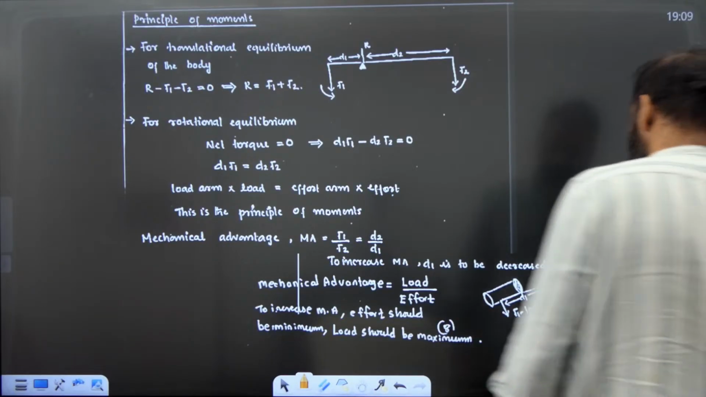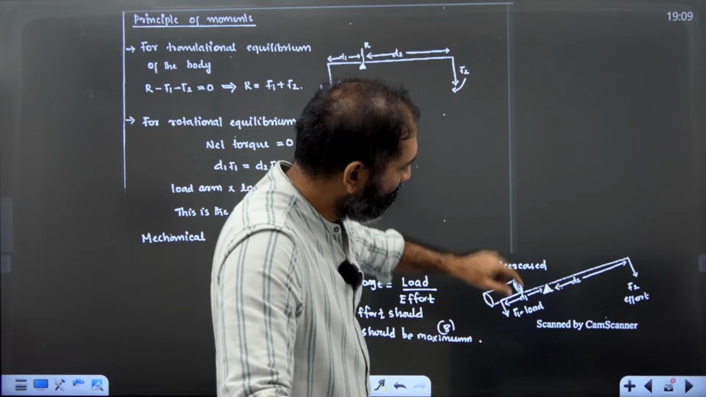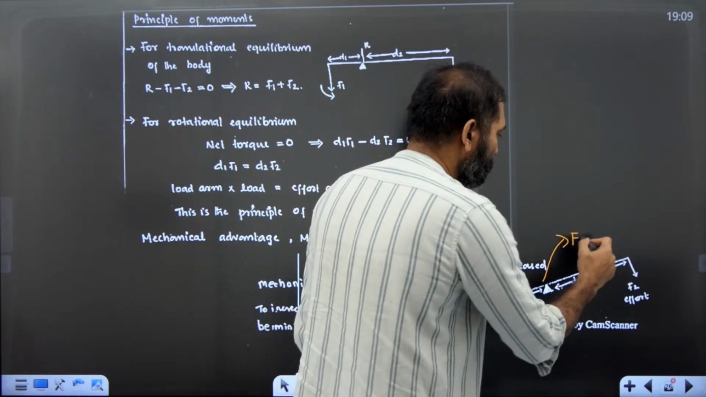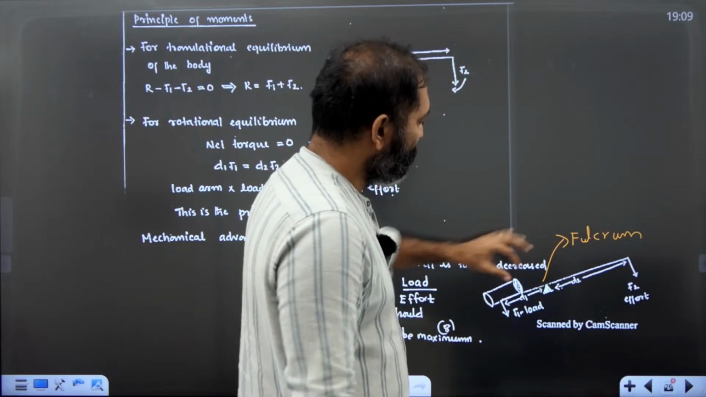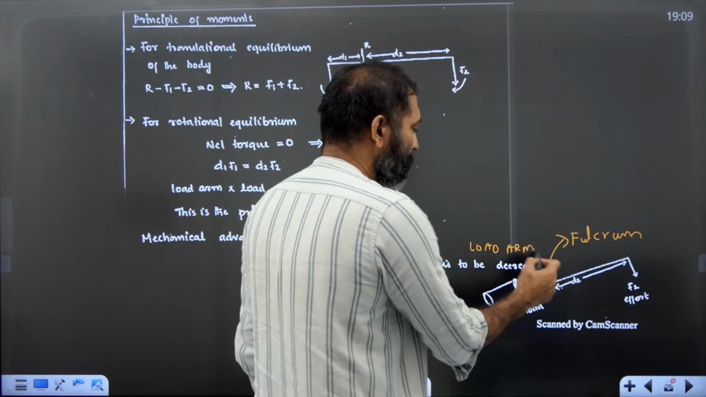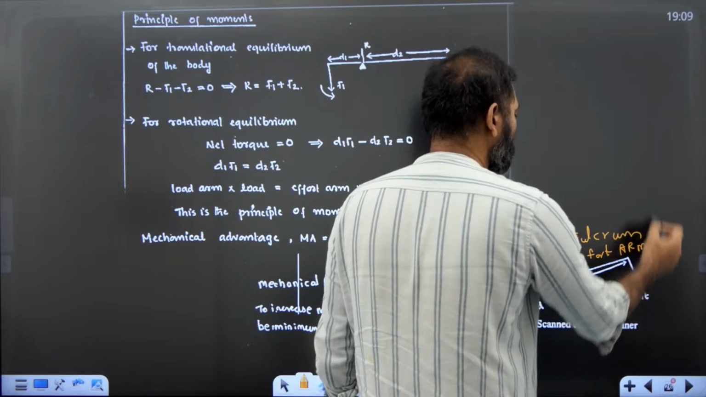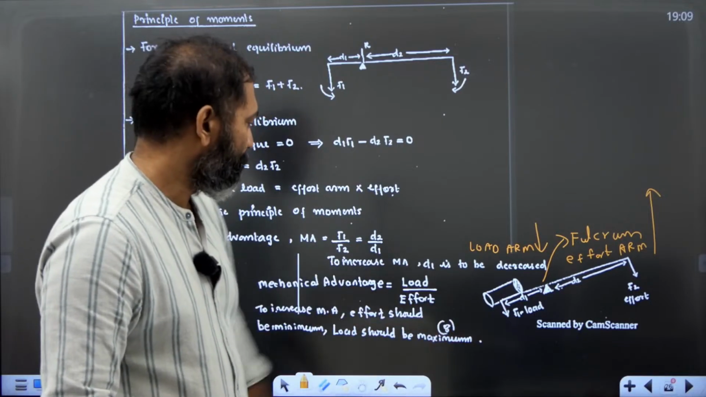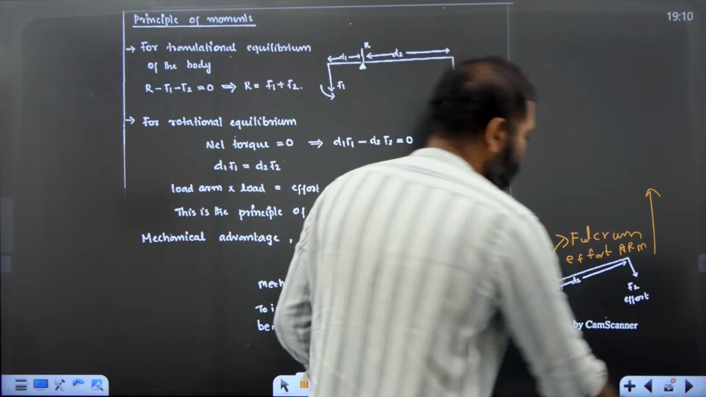Here it is clearly shown where to place the fulcrum in order to move this big load. The fulcrum should be placed closer to the load. So load arm is less, load arm minimum. This is the effort arm. Effort arm high, load arm low. Any doubt? Load arm should be kept small and effort arm should be kept high.